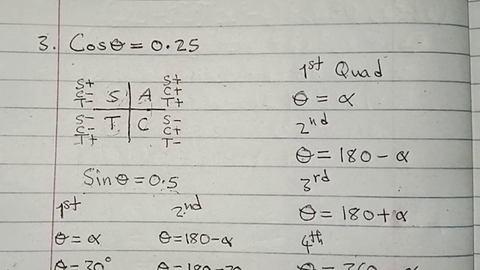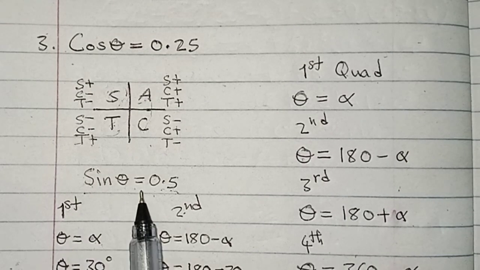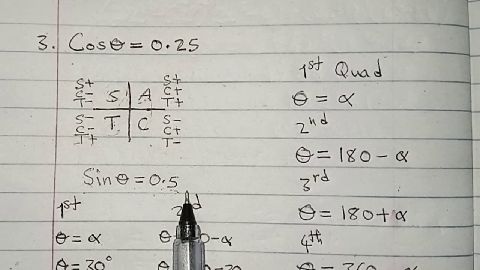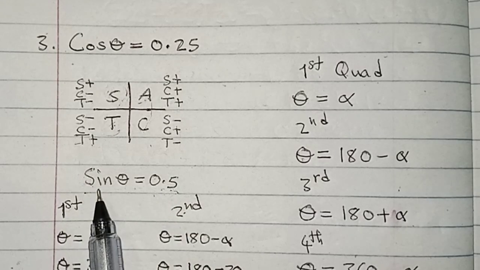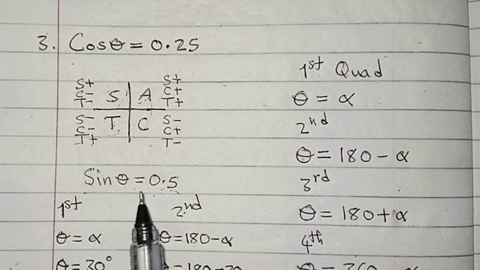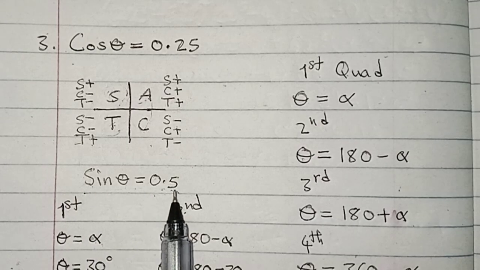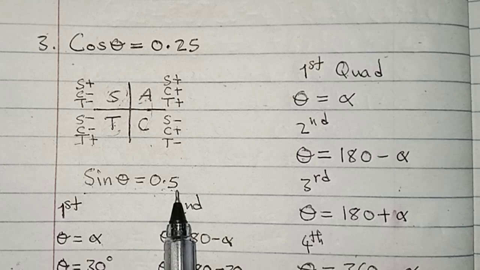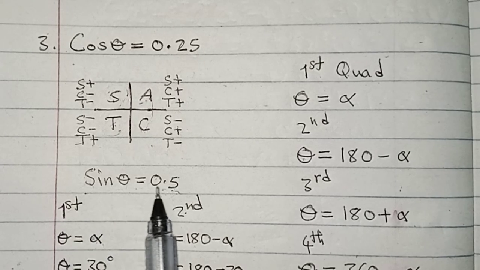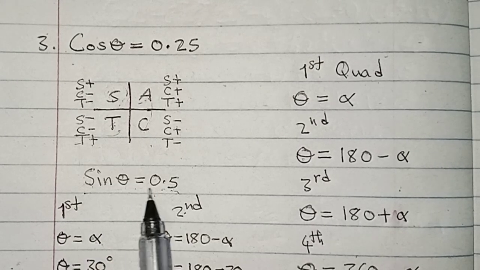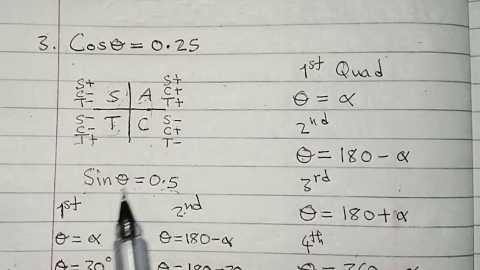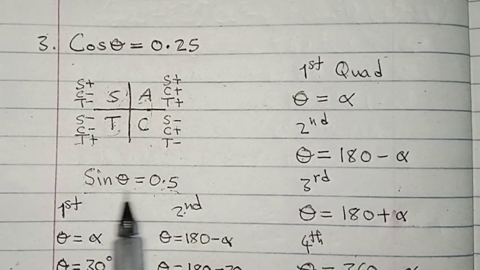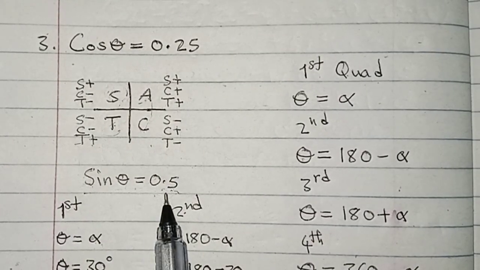Let us consider the first example. So the first example, we have sine theta is equal to positive 0.5. Now, when you're solving trigonometric equations, you have to check the sign of your number. So sine theta, this is a positive number. So once we have a positive number, we have to identify the quadrant where this sign is positive. So where is sine theta positive?